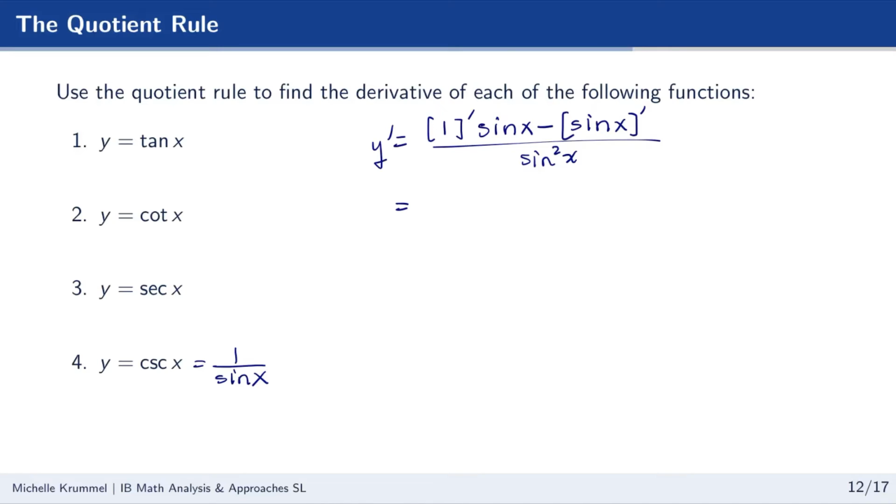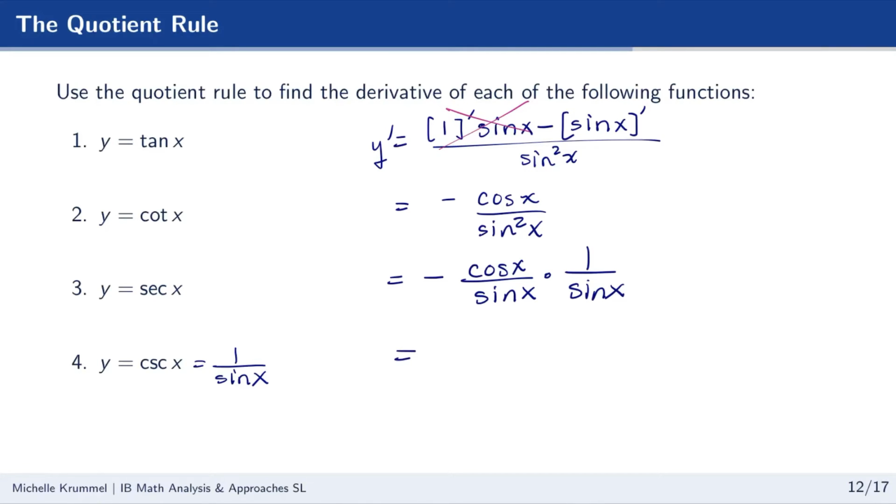Derivative of 1 is 0. So this first term just goes to 0. Derivative of sine x is cosine x. So we get negative cosine x over sine squared x, which we can rewrite as negative cosine x over sine x times 1 over sine x, which we can write as negative cotangent x cosecant x. And that is the derivative of cosecant x.